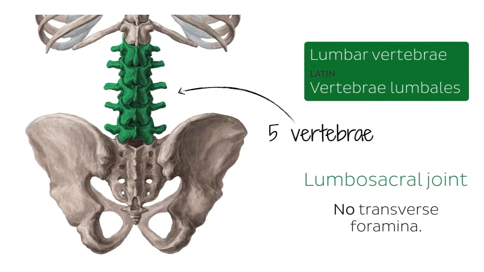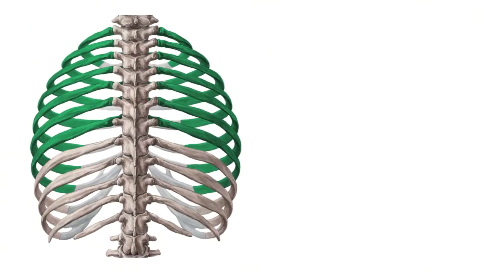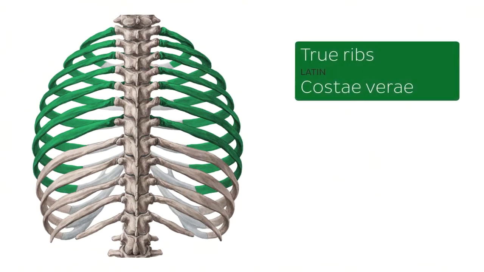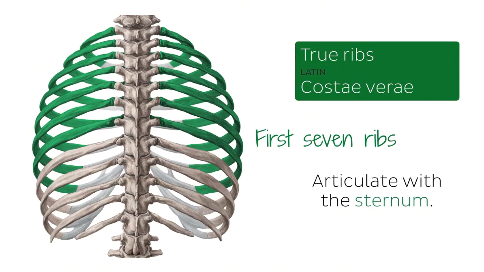The next set of structures that we're going to be talking about in this tutorial are known as the true ribs, seen here highlighted in green. They're true ribs because they're the first 7 ribs that you find on your rib cage. We also call them true ribs because they're the only ribs that articulate with the sternum. But they do not articulate directly; they do so through their rib cartilages.